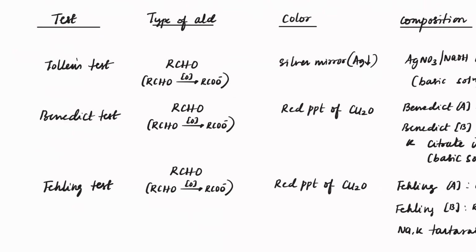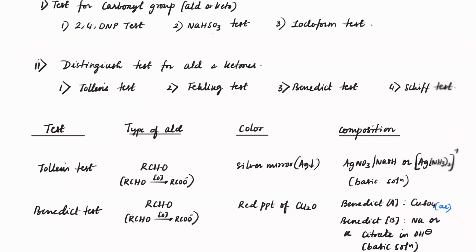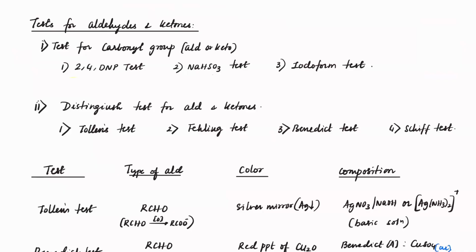Okay. Now, notice one thing. If you are testing aldehydes and ketones, correct? That means I'll be testing the carbonyl group, that is whether there is a presence of aldehyde or ketone or not. That can be done by the 2,4-DNP test. We have learned earlier what 2,4-DNP is. We can use the sodium bisulfite test, which will give a white precipitate. We can use the iodoform test in case there is any methyl group present.